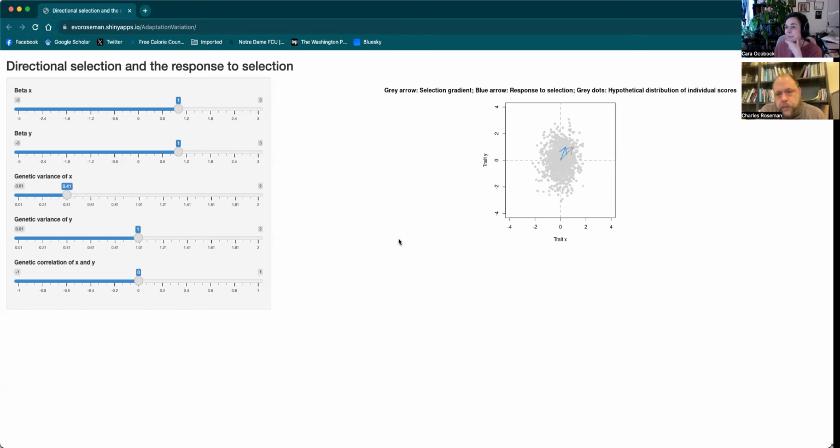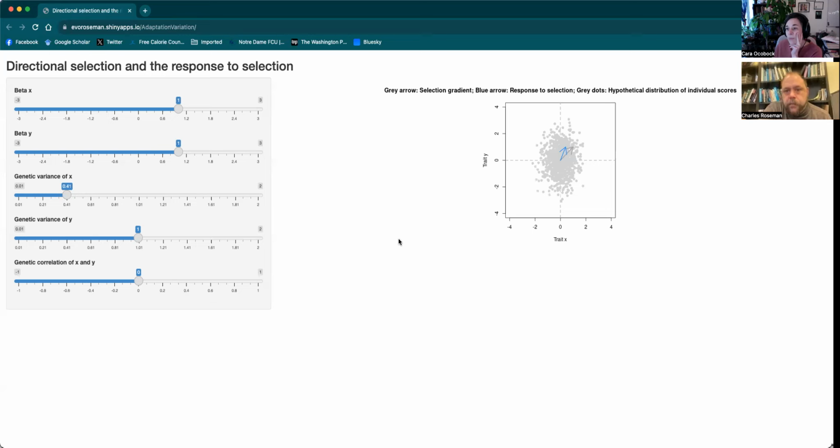Okay. So now the gray arrow is apparent. And that's the selection gradient, the direction in which selection is acting, which is why we call it directional selection. It's favoring things in that direction as a linear function. That stayed the same. We haven't changed the orientation or the length of that particular vector.